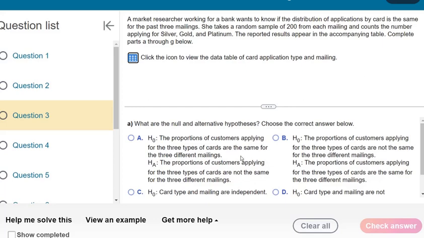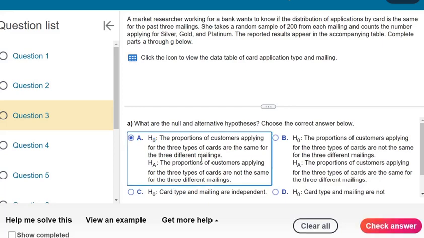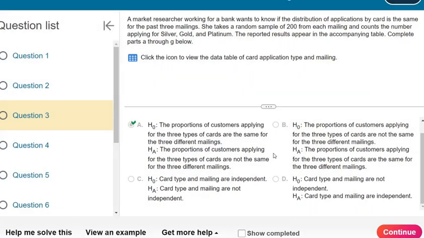So the null hypothesis is always the no effect model, the status quo. I haven't read through both of them yet, but the null hypothesis should be whichever one is saying that the proportions are the same in each group. The difference is almost always the alternative. If you're testing to see whether the proportions are the same in each group, then the alternative would be that there's some sort of effect happening, there's some sort of change happening, which is H sub A or H sub 1. Okay.